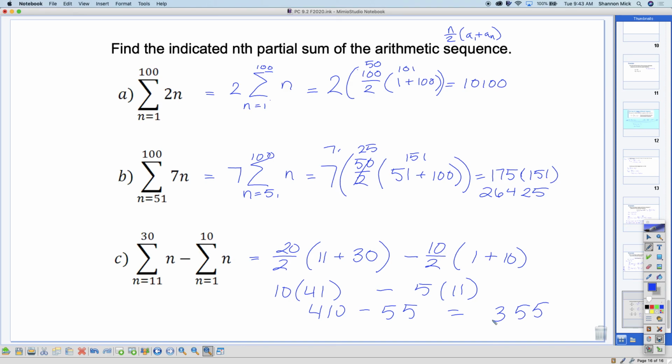How did you get the 20 over 2? Because 30 minus 11 is 19, plus 1 is 20. I forgot why you add the 1. Because when you subtract, you're finding gaps. We want the actual terms. So there's 19 gaps, but there's 20 numbers.